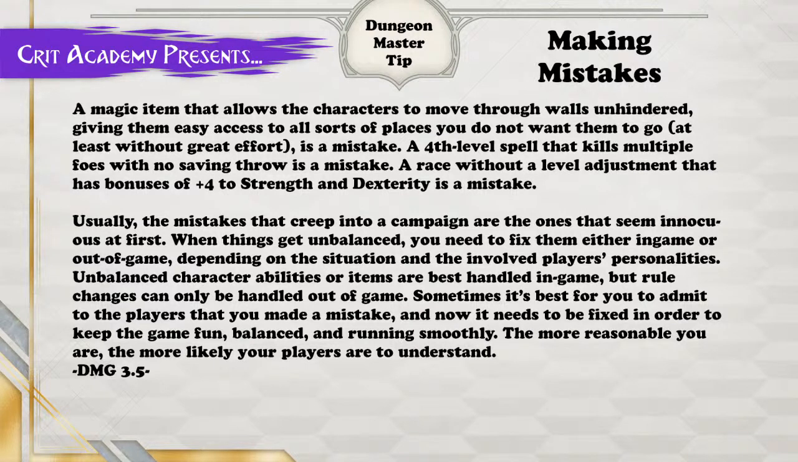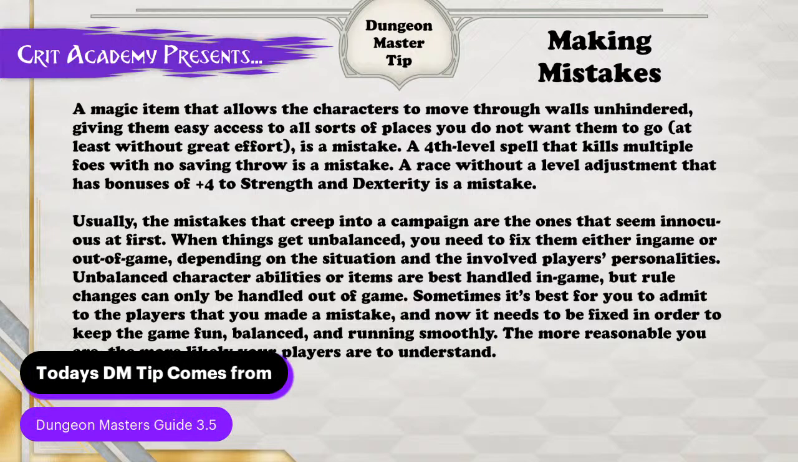Mistakes that creep into a campaign are the ones that seem innocuous at first. When things get unbalanced, you need to fix them, either in-game or out of game, depending on the situation and the involved players' personalities. Unbalanced character abilities or items are best handled in-game, but rule changes can only be handled out of game. Sometimes it is best for you to admit to the players that you made a mistake, and now it needs to be fixed in order to keep the game fun, balanced, and running smoothly. The more reasonable you are, the more likely your players are to understand. And this does come from the 3.5 DMG.